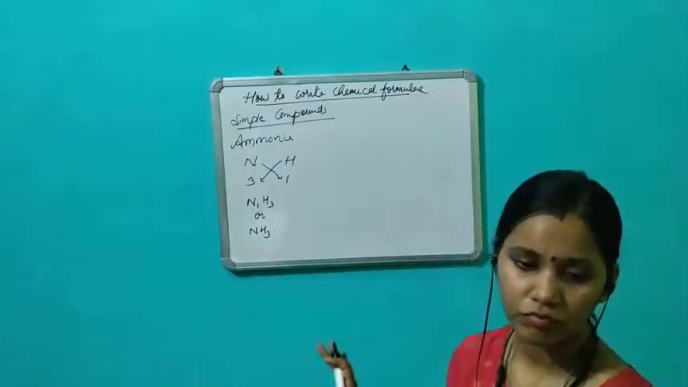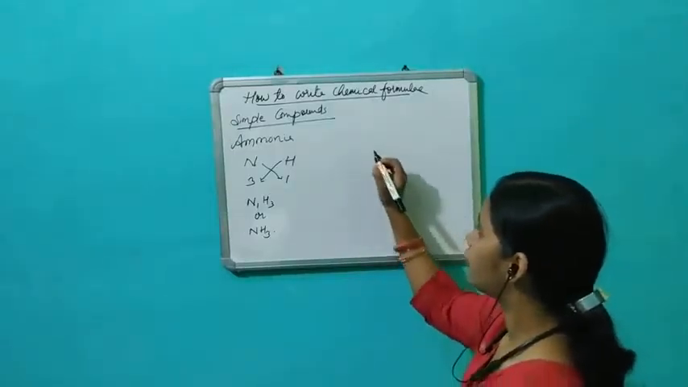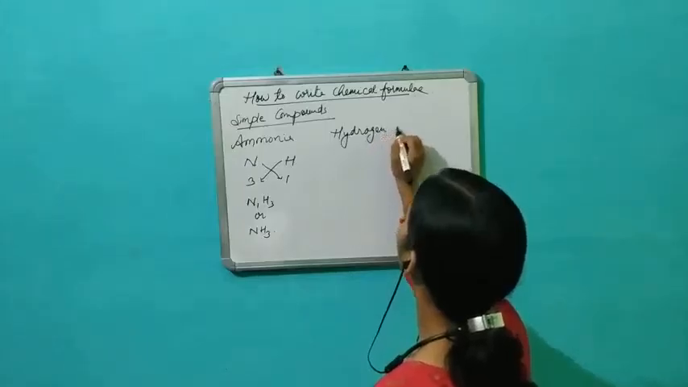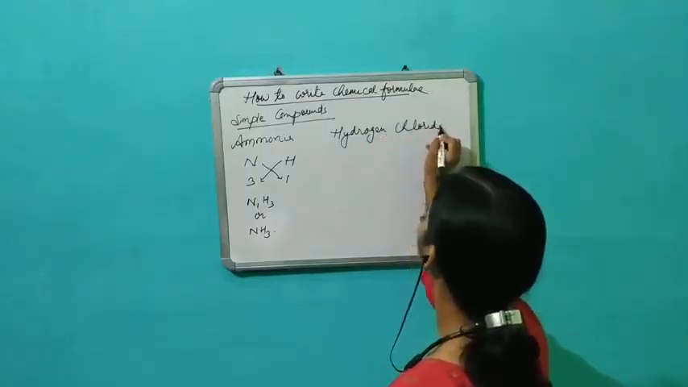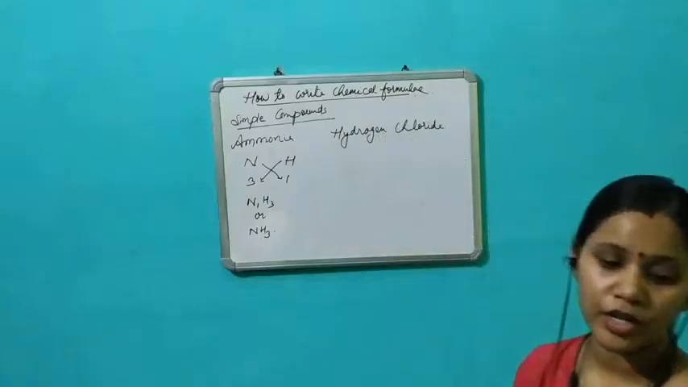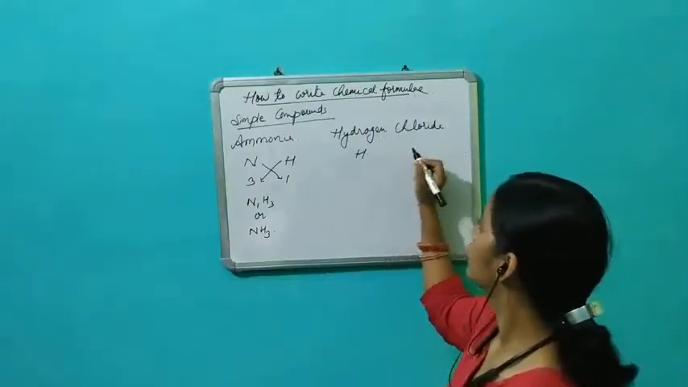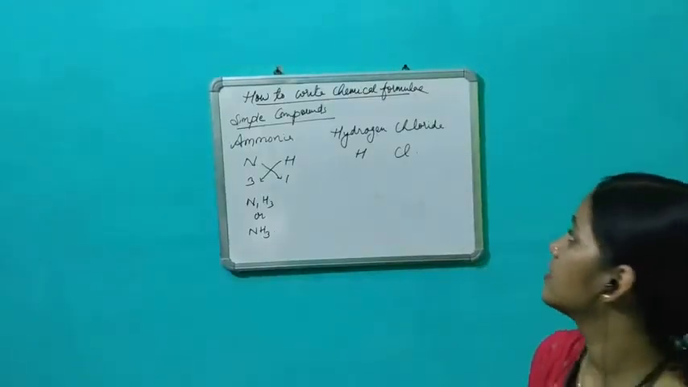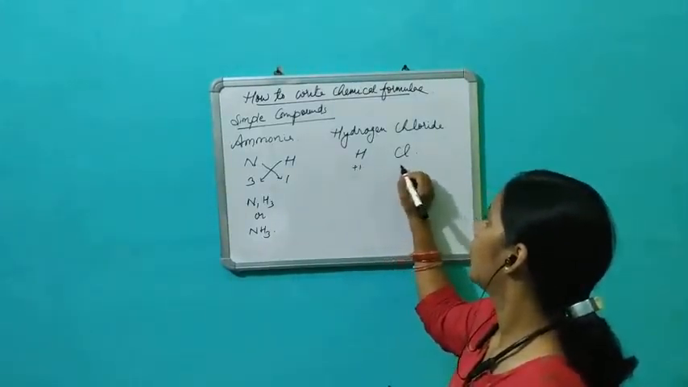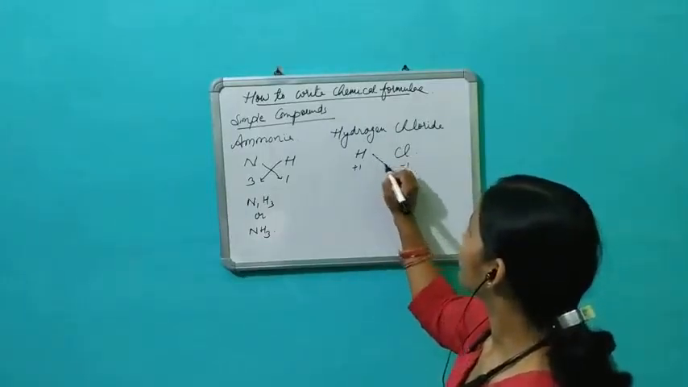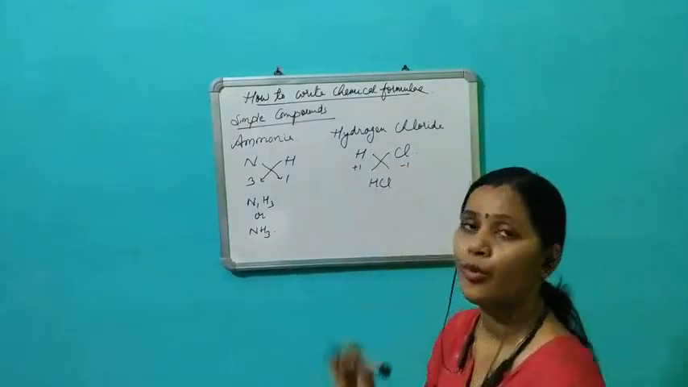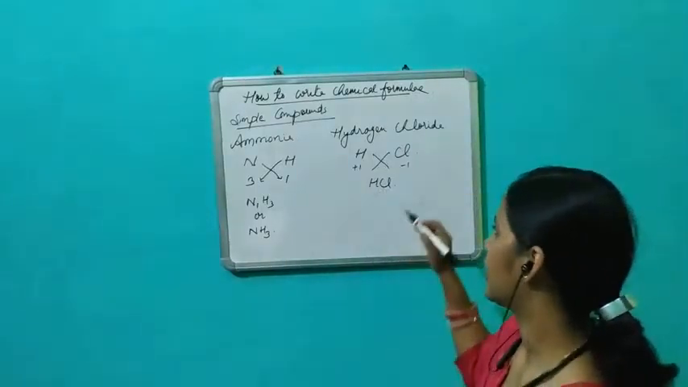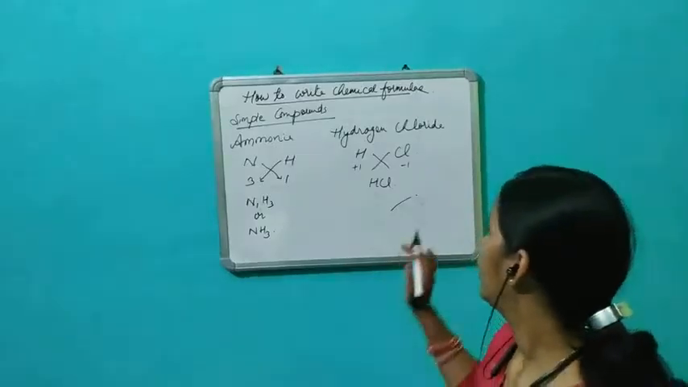Very simple, no problem. Now suppose I have to write hydrogen chloride. Hydrogen is H, chloride is Cl. So Cl is -1, hydrogen is +1. So we crisscross, we get HCl. Because we are writing chemical formulas, we don't include the positive or negative sign. So for simple formulas like this, we write it this way.